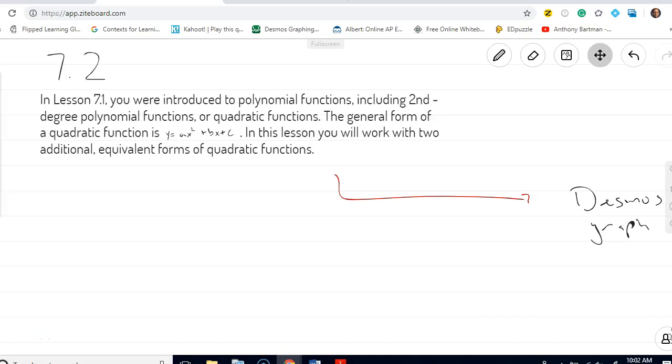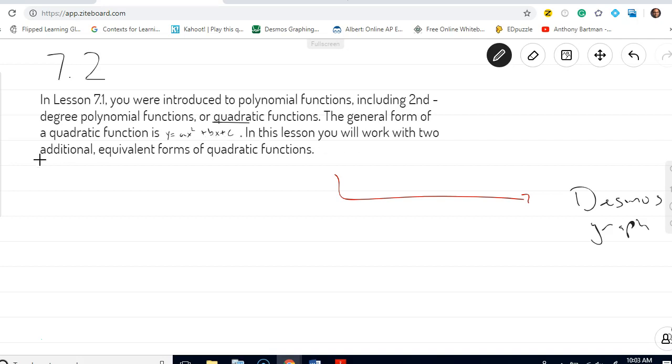Hey everybody, in the last video we talked about polynomials, and now we're going to talk about a specific type of polynomial called quadratics. In lesson 7.1 you were introduced to polynomial functions, including second degree polynomial functions, which we call quadratics. The general form of a quadratic we saw before was y equals ax squared plus bx plus c.